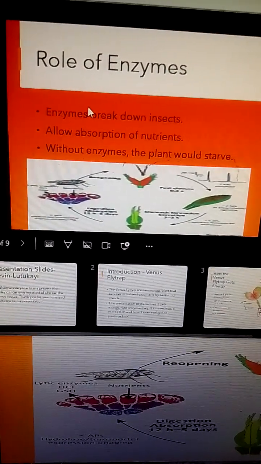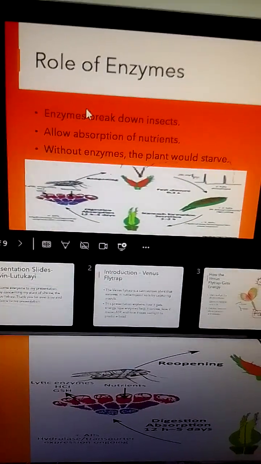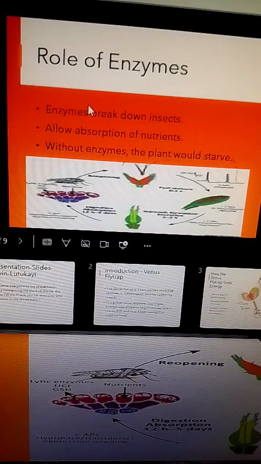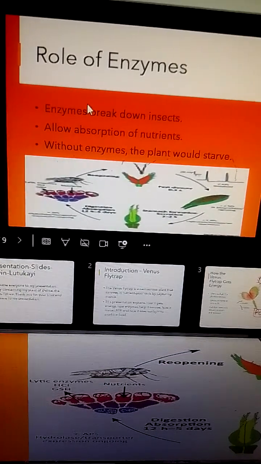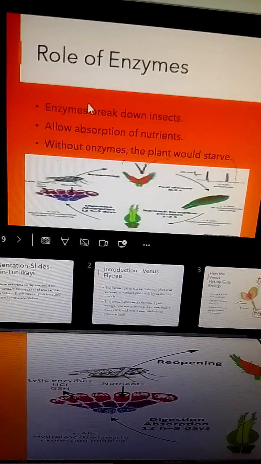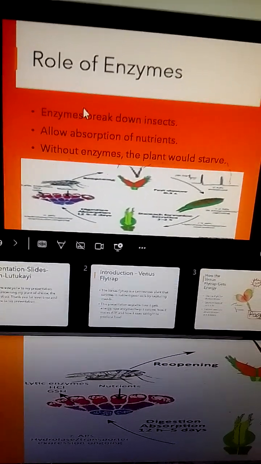If the enzymes did not work properly, the plant would not be able to digest the insect. That means it will miss out on essential nutrients and could eventually become weak or even die, because the soil alone cannot support its growth.